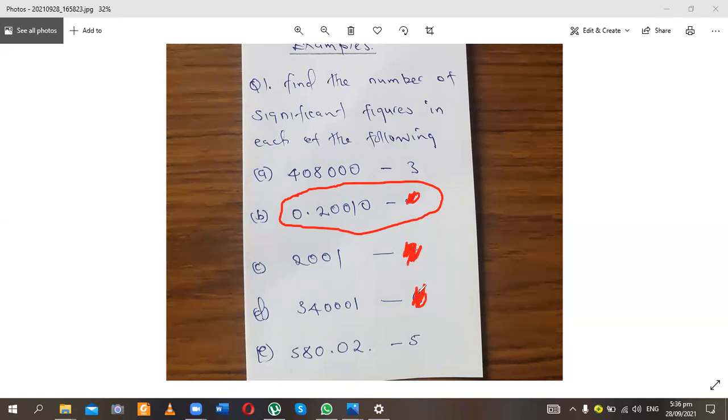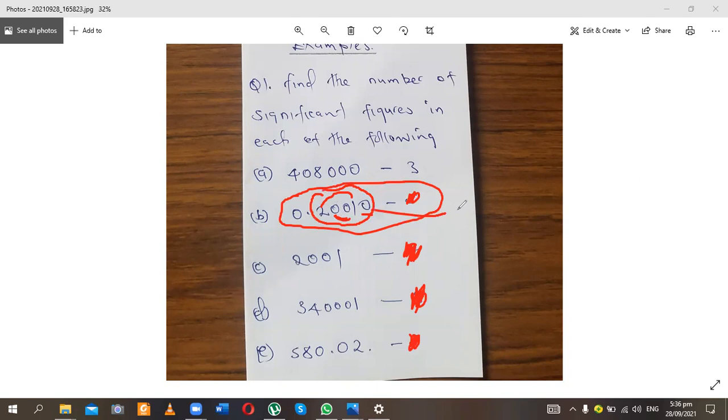So first, let me remove this so that people should not just be looking at these answers, but they should understand where the answers are coming from. So this one here, we have 0.20010. One thing that we need to know for sure is that this is 0 at the end. For as long as it is coming after the decimal point, we are going to declare it significant. And above all, these 2 zeros that are between the non-zeros 2 and 1 are also significant. As a result, we can say that all these digits that are written after the decimal point are significant.